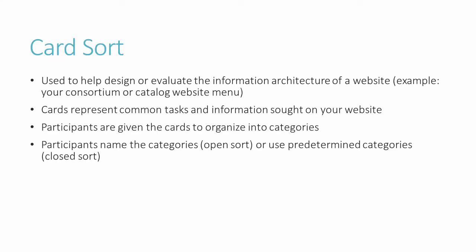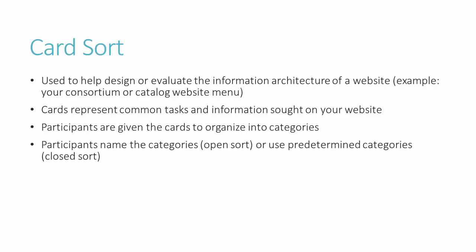Our next test method is the card sort. Card sorts are used to help design or evaluate the information architecture of a website. As an example, you might use a card sort to figure out how to arrange your website or catalog's menus. Cards represent common tasks and information sought on your website. Participants are given the cards to organize into categories. Participants can name the categories, this is known as an open sort, or use predetermined categories, this is known as a closed sort.